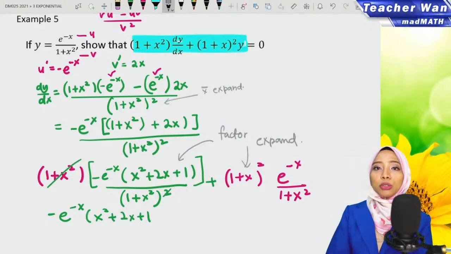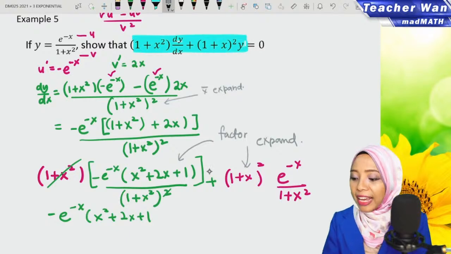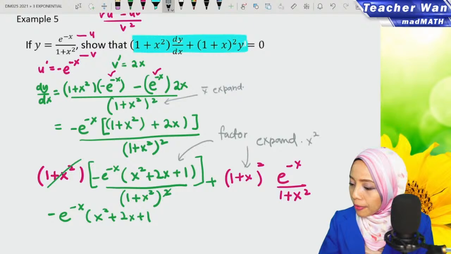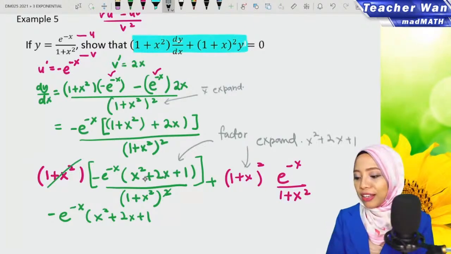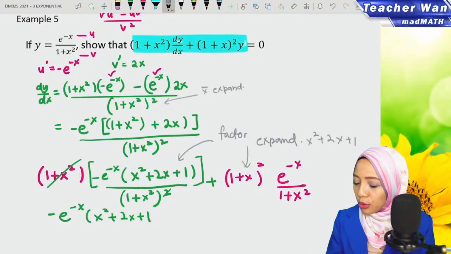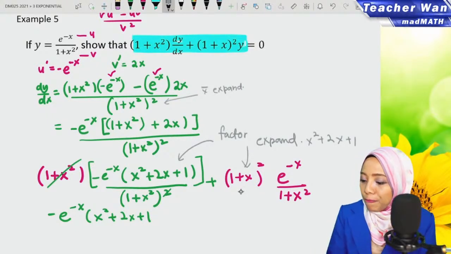Okay, whichever you want to, you will see these are actually the same. 1 plus x square is basically x square plus 2x plus 1, which is the same as this function here. Right? So it's up to you. Do you want to factor or do you want to expand?